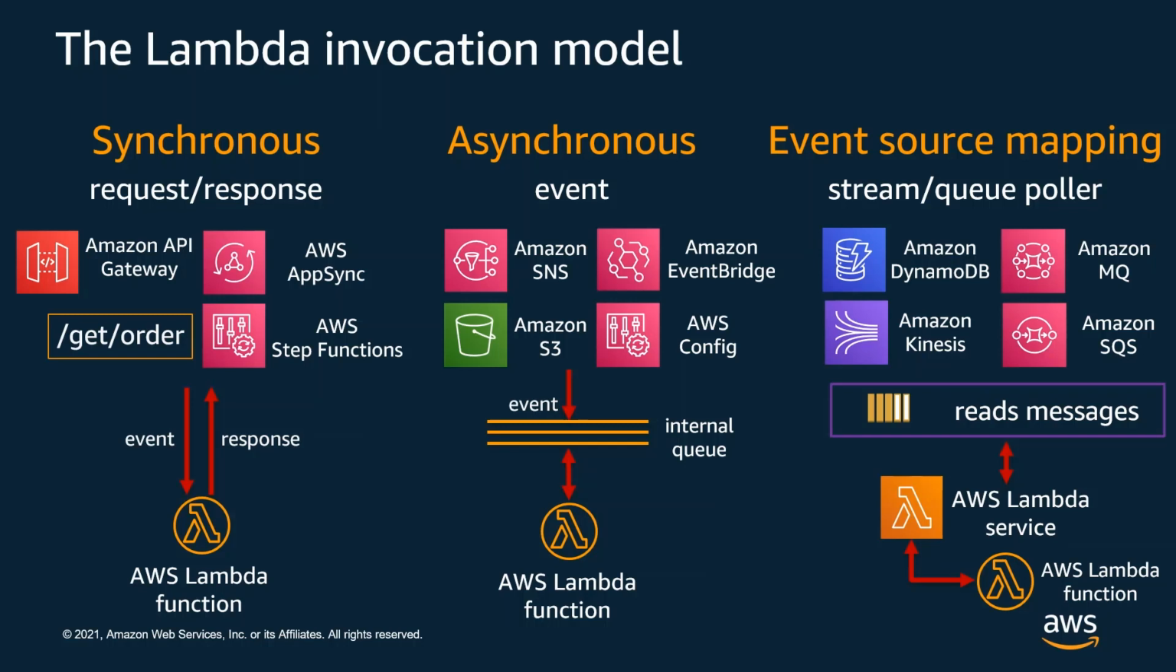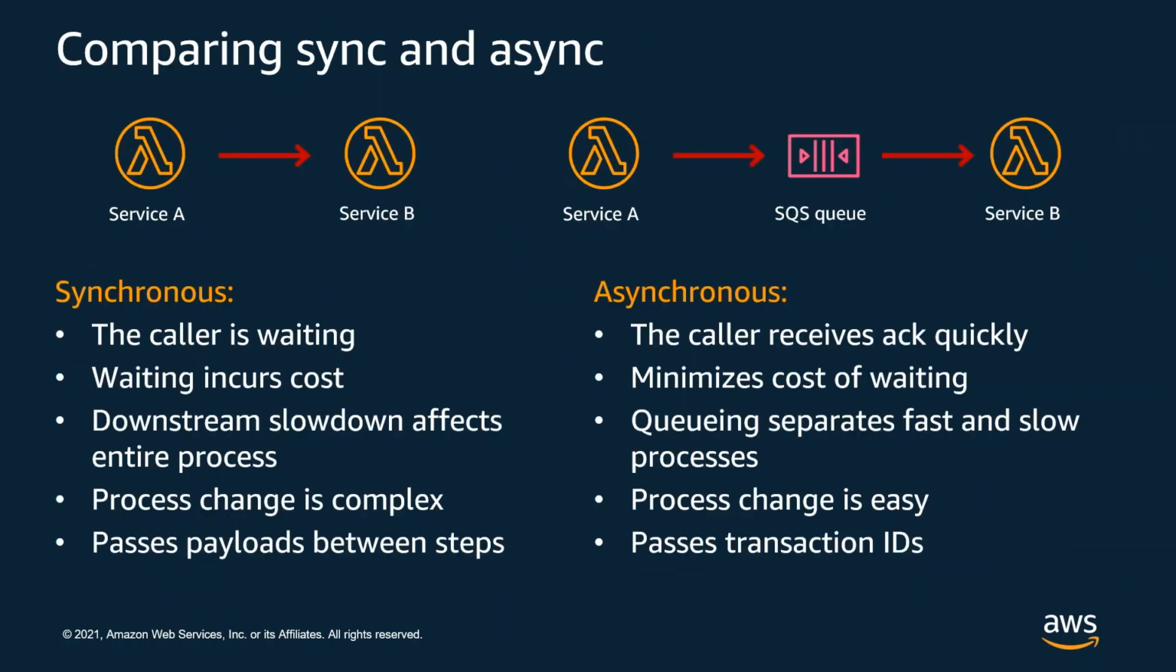An event source mapping is a Lambda resource that reads items from a stream or queue in batches. Lambda manages the poller and reads the messages and sends them to the function for processing.